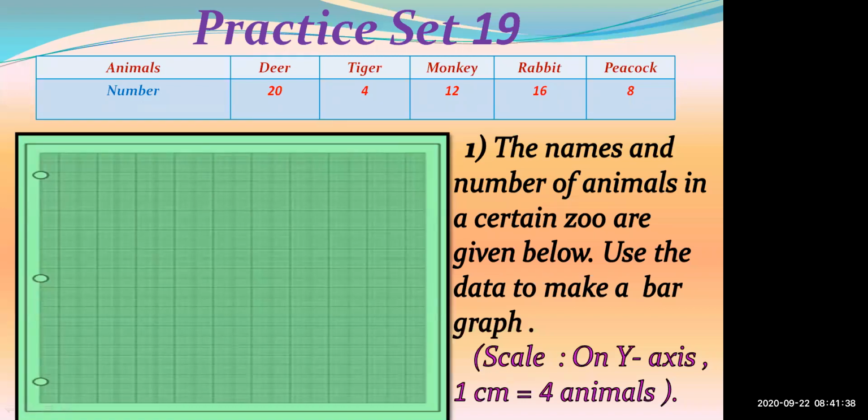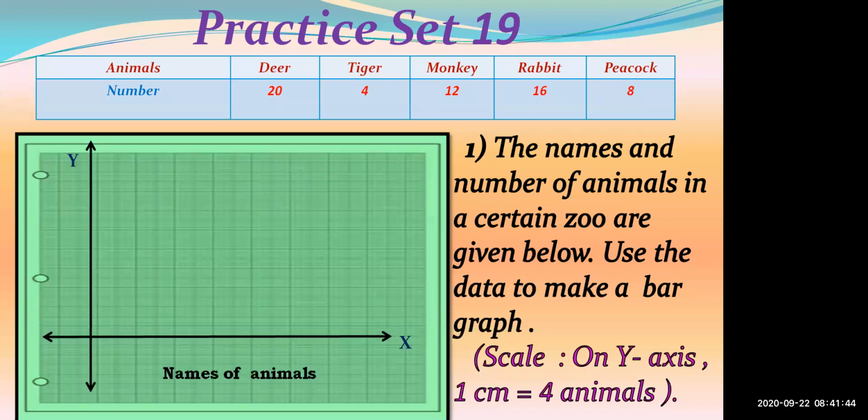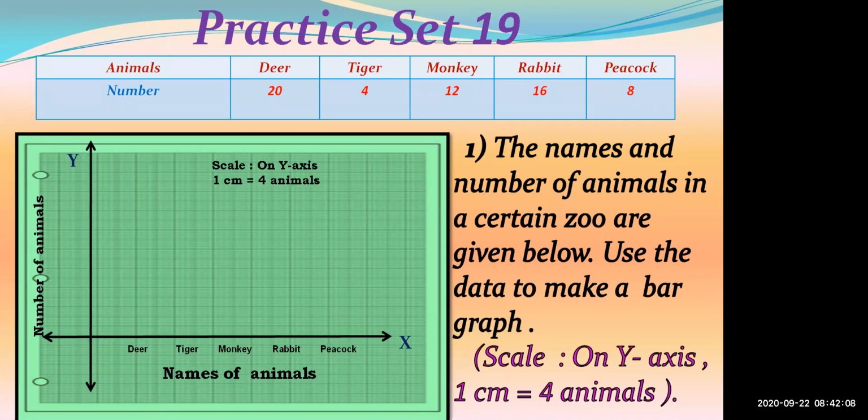So you will take this graph paper. First you will draw the x-axis, then the y-axis, then the point of origin, then the names of animals. Which animals are there? Deer, tiger, monkey, rabbit, peacock. This you will show on the x-axis, that is your horizontal line. Next, you will take a scale of 1 centimeter equal to 4 animals on the y-axis. First you will write the number of animals on the y-axis, in the vertical line. 1 centimeter is equal to 4 animals.